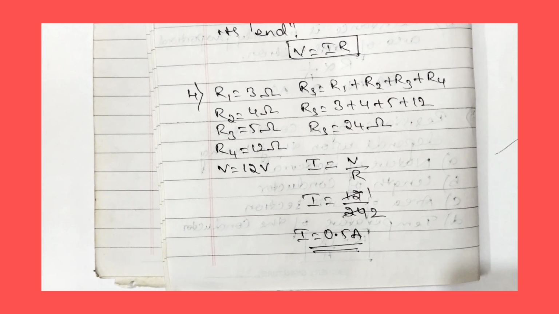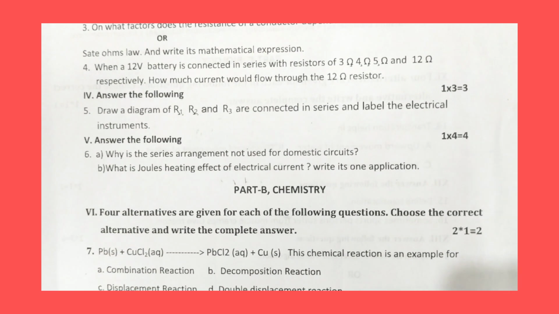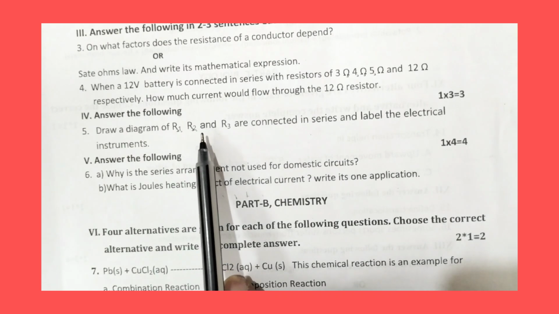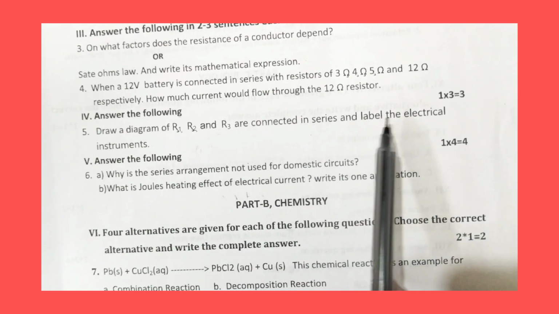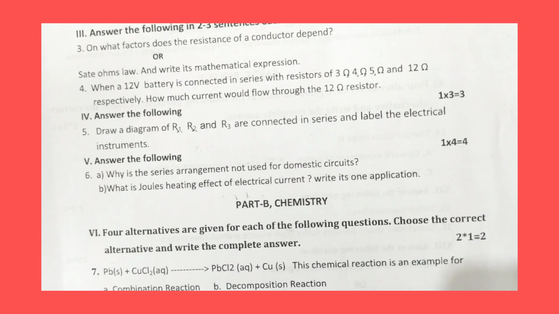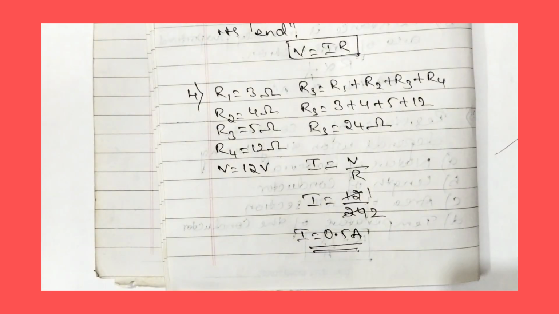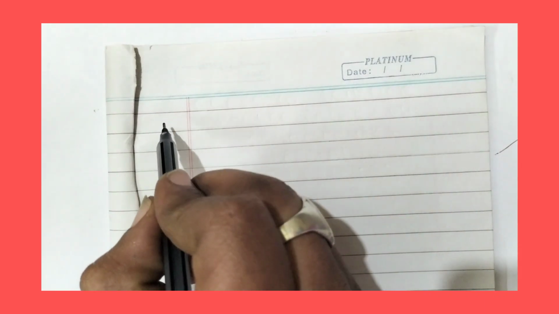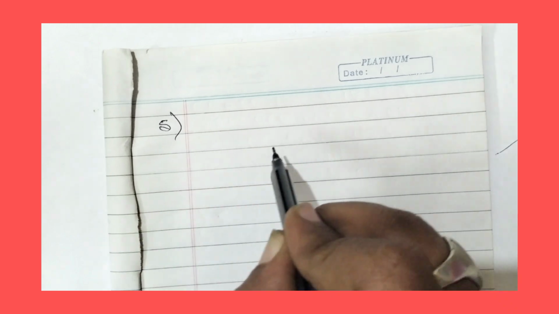So now let us move to the next question. It is the fifth question. In the fifth question they asked you to draw a diagram of R1, R2, R3 connected in series and label the electrical instruments. So now let us draw that R1, R2 and R3 are connected in series. So let us answer question number 5.